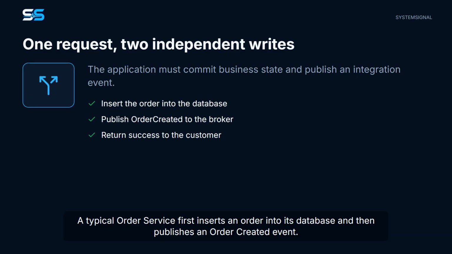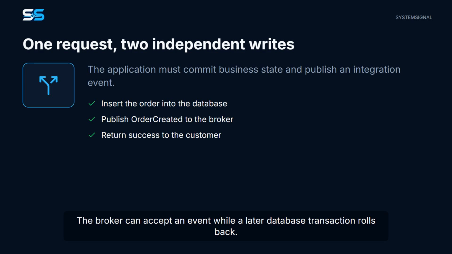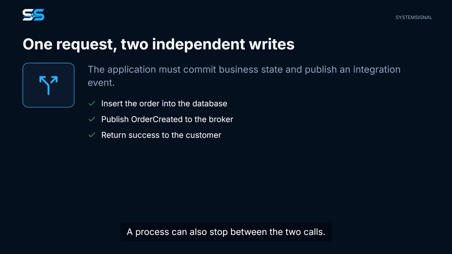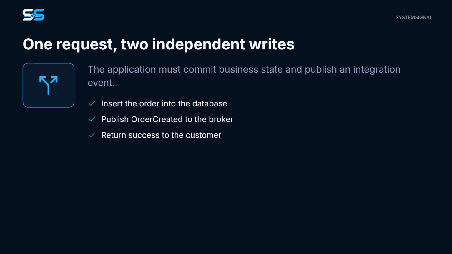A typical order service first inserts an order into its database and then publishes an order-created event. Those operations have separate failure boundaries. The database can commit while the broker is unavailable. The broker can accept an event while a later database transaction rolls back. A process can also stop between the two calls. No ordering choice removes the gap because neither system participates in the same local transaction.